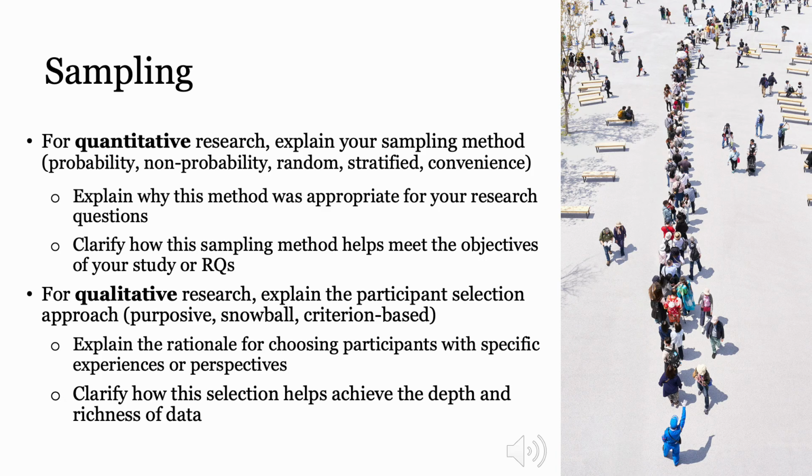Now that we explained our sample, let's focus on how to clearly justify our selection. When it comes to sampling methods, the explanation you need to provide depends on your research design. In quantitative studies, you will explain whether you use probability or non-probability sampling, such as random, stratified, or convenience, and why that method fits your research questions. In qualitative studies, you will describe participant selection strategies like purposeful, snowball, or criterion-based sampling. In either case, the key is to explain how your method supports your research questions and ensures you can gather the type of data you need.